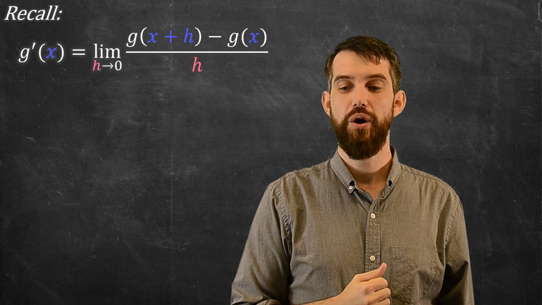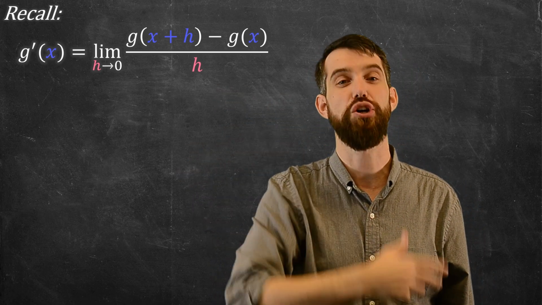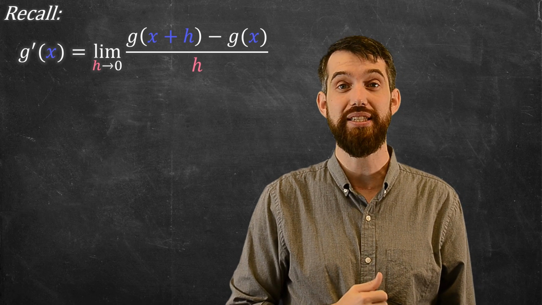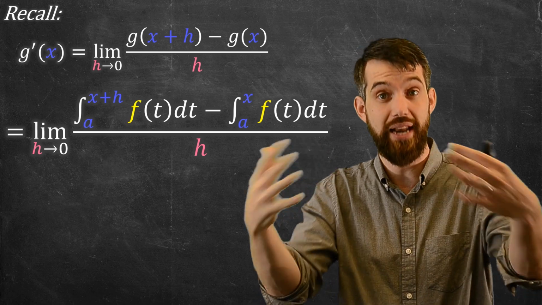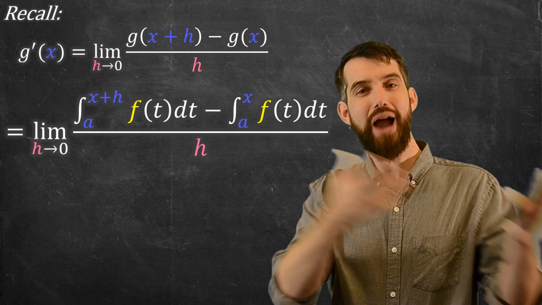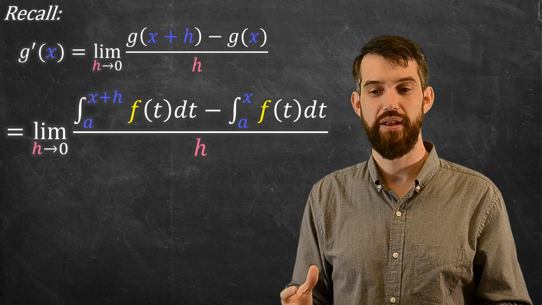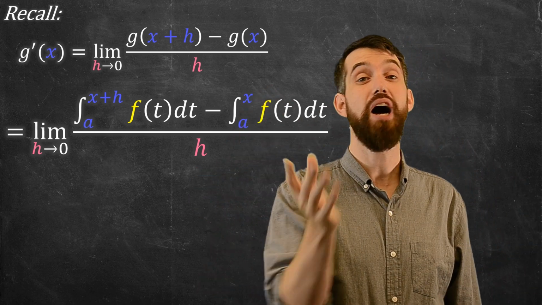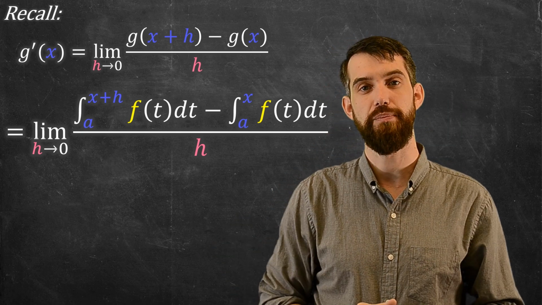That is my formal definition of the derivative. Okay, so let's do that. Well, g of x plus h and g of x are both defined in terms of these funky accumulation functions. So if I replace those, what I have instead is the limit of the integral from a up to x plus h of f of t dt, and then I subtract off g of x, the integral from a up to x of f of t dt. So this is what my limit does when g is the accumulation function, the integral from a up to x of f of t dt.